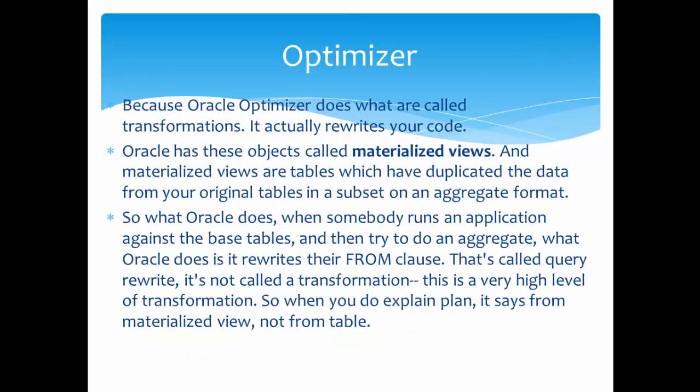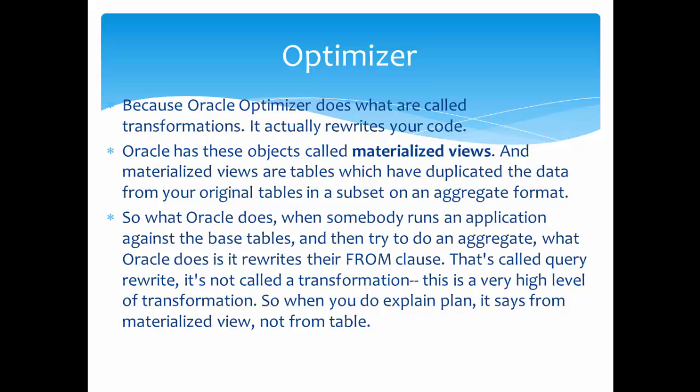Optimizer, because the Oracle Optimizer does what are called transformations. It actually rewrites your code. Oracle has these objects called materialized views. Materialized views are tables which have duplicated the data from your original table in a subset or aggregate format. These materialized views are not regular views. They take space in the database, and they're kind of permanent. And the neat thing about it is you can always refresh them whenever you need.